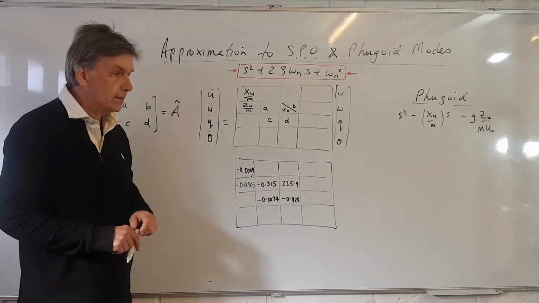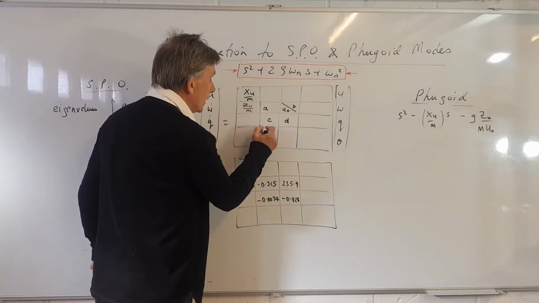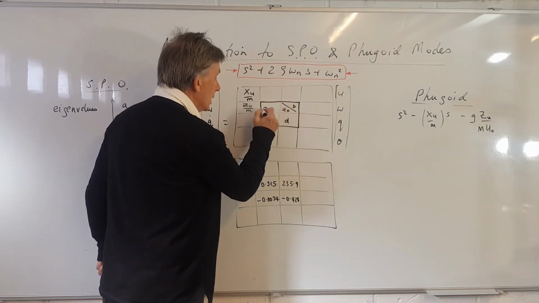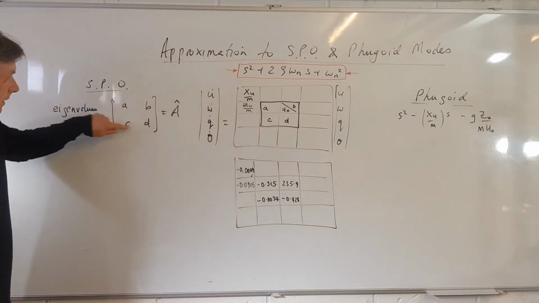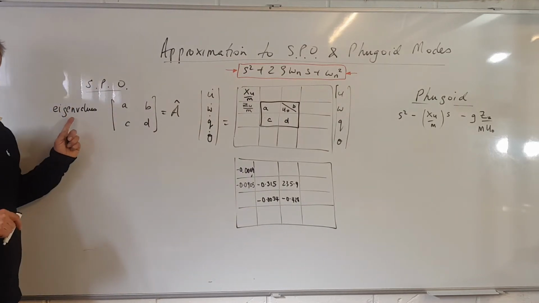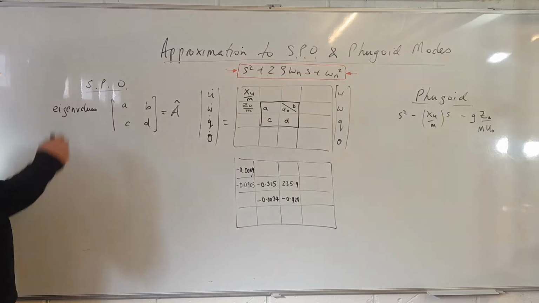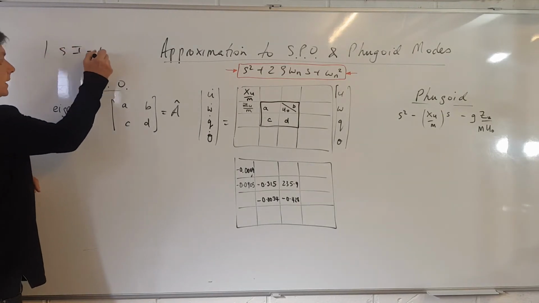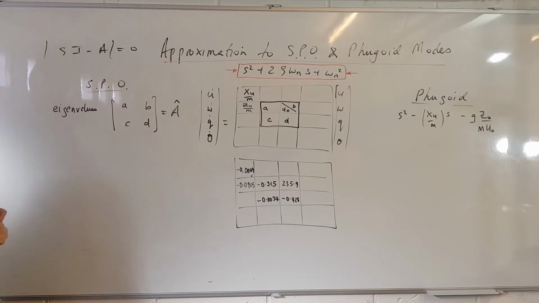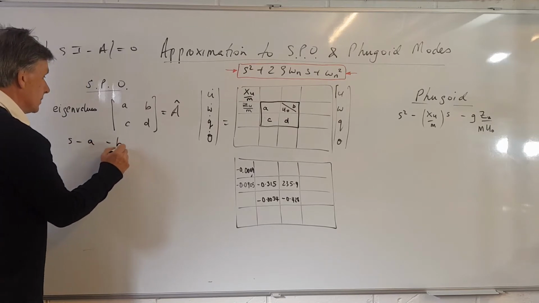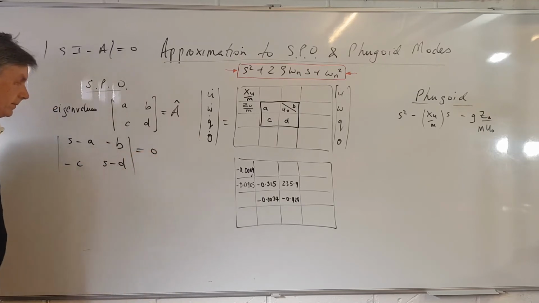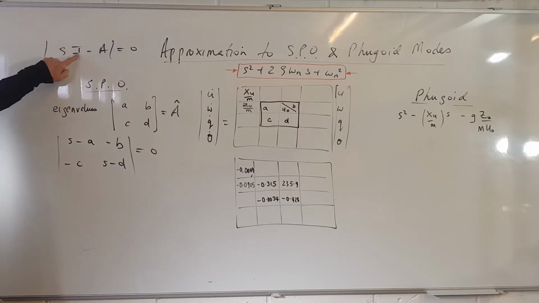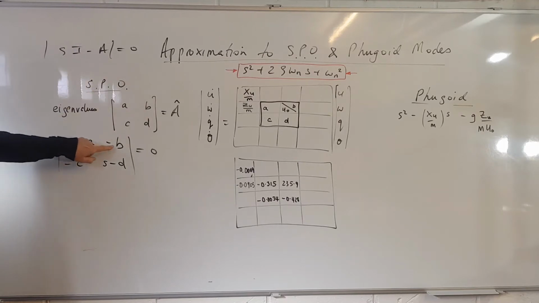We can do that by extracting the middle four here to obtain our SPO mode. So we could take out the A, B, C, D and reduce it down to a little 2x2. Then what we've got to do is compute the eigenvalues of this. This is computed as the determinant of sI minus A equals 0. So we can compute this for this particular matrix: s minus A, minus B, minus C, s minus D, equals 0. That's the s from sI, then minus A, minus B, minus C, minus D.